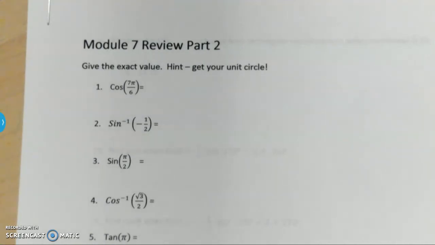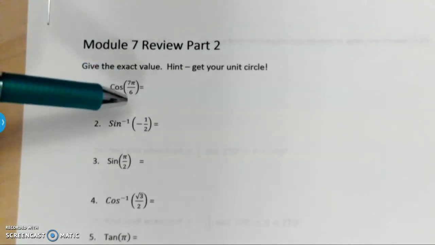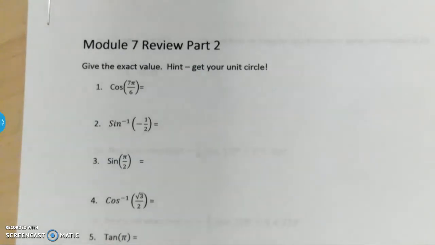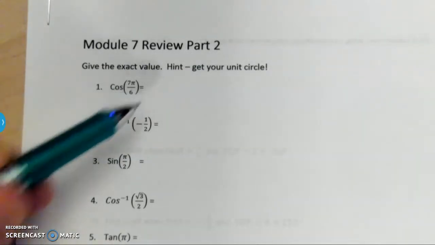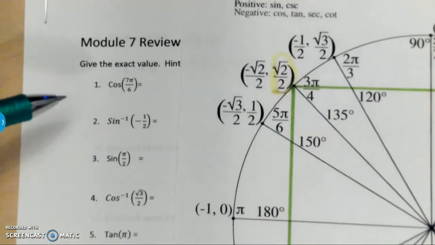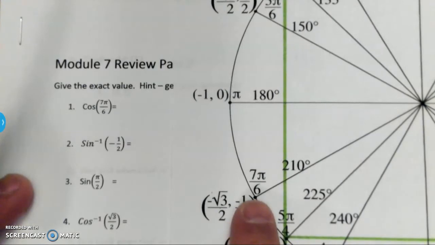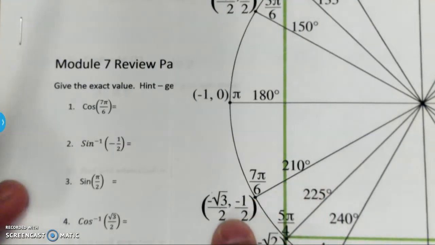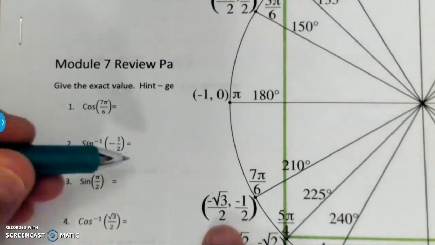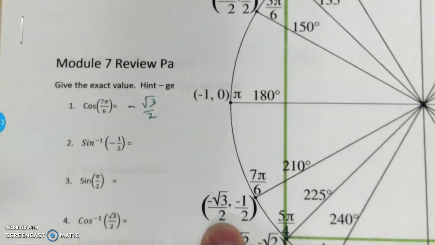Okay, the first section, they want you to give the exact value, and there's a hint to use your unit circle. First off, they want the cosine of 7 pi over 6 radians. They're inputting an angle, they want you to give them the ratio. If you think about your unit circle, 7 pi over 6 is 210 degrees, and the cosine relates to the x coordinate, so it's going to be minus radical 3 over 2.